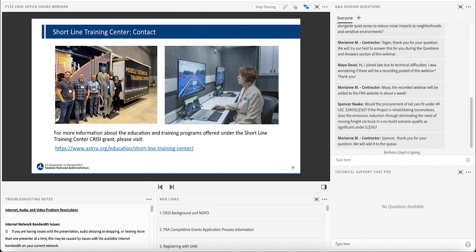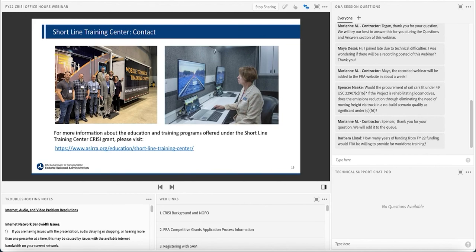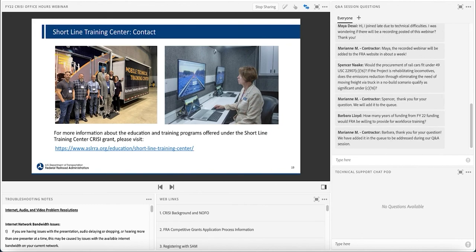For more information on the Short Line Training Center or to ask the project partners questions about their CRISI grant project, please visit the association's Short Line Training Center website, shown here on the slide. The possibilities within the CRISI grant program, especially as it pertains to the establishment of workforce development and training, are very broad. So essentially what FRA would be looking for is that the program improves or interacts with the railroad safety industry directly. FRA is open to new ideas, so please apply.